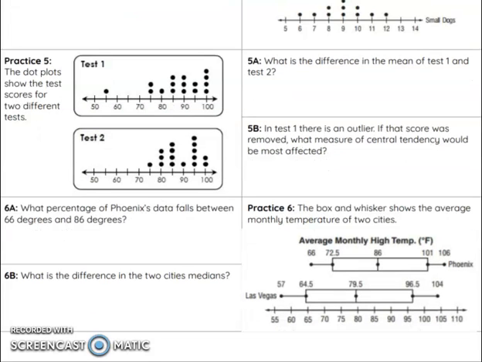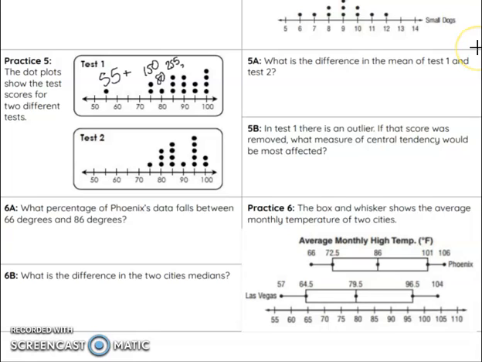Practice 5, the dot plots show the test scores for 2 different tests. What is the difference in the mean of test 1 and test 2? That means that I would have to add up all the dots. So I would do 55 plus, then I have 2 75s, so that would be 150 points. Then I have an 80. Then I have 3 85s, which would be 255, and so on. So I would add up all of those and divide by how many dots.